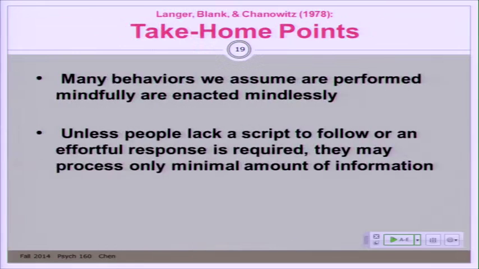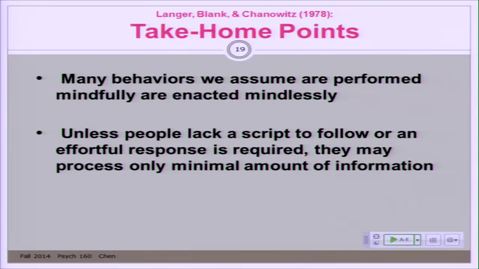So the upshot of what Langer was trying to argue is that many behaviors we assume are performed mindfully, like interacting with other people. If I said at a cocktail party that we interact with people mindlessly all the time, that probably rubs some people the wrong way. They're thinking, she's crazy. No, we don't. We're talking with people. We're mindful. We're there. We're not robots. But the suggestion here is that a lot of what we think is mindful might actually be occurring mindlessly. And once again, this is probably an adaptive thing. It reserves cognitive resources for things that are more important, that we need them more for.